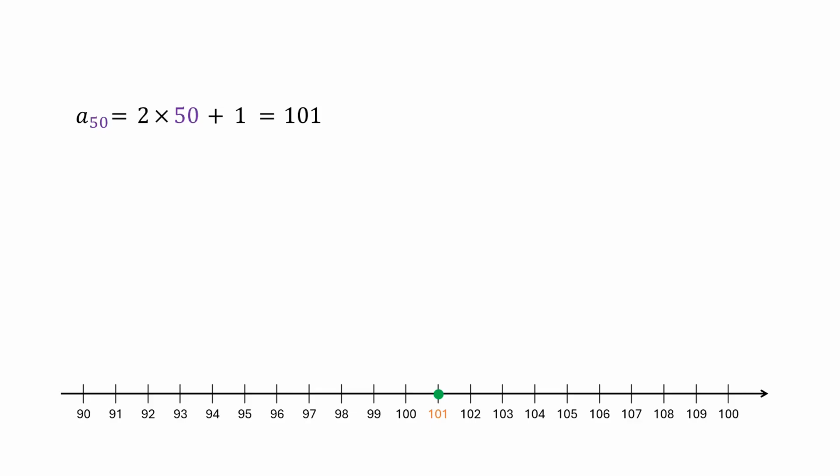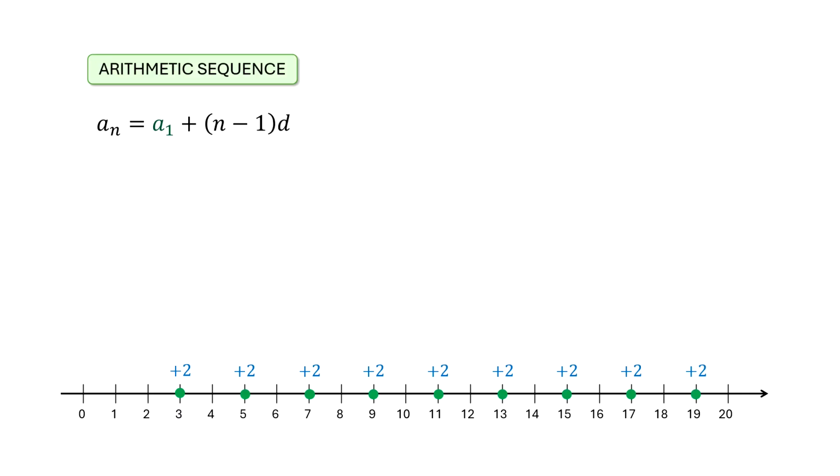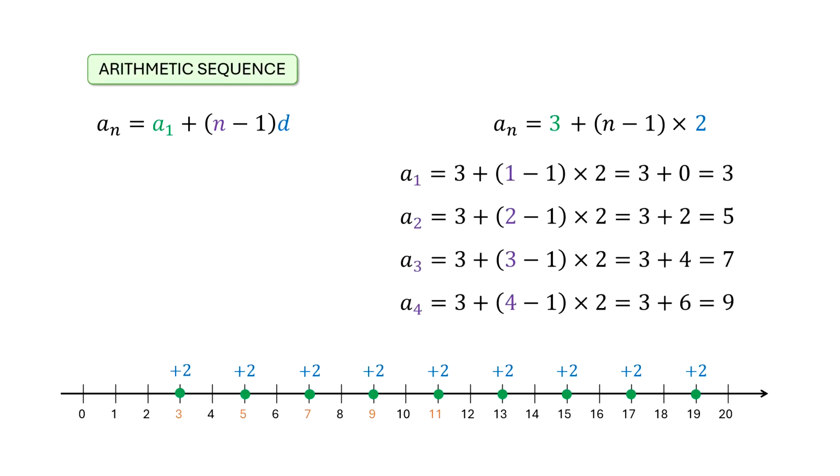As we have seen, the difference between one term and the next is a constant. That's why this sequence is called an arithmetic sequence. And the formula is this one, where a1 is the first term, n is the index, and d is the constant. In our example, a1 is 3, d is 2, and the sequence is calculated as expected. Note that we are multiplying the constant by n minus 1, because d isn't used in the first term.